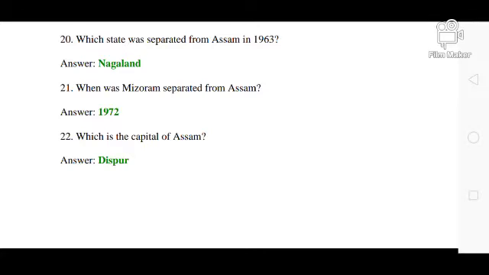The correct answer is Nagaland. Next, when was Mizoram separated from Assam?